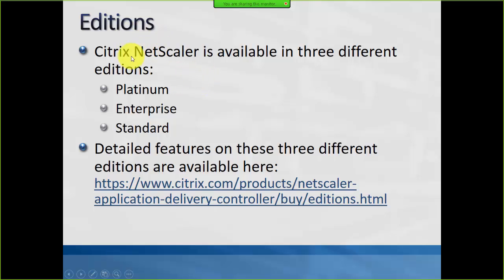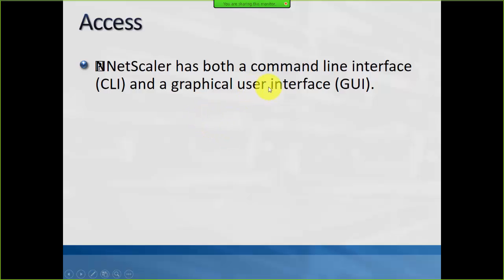So, editions. Citrix NetScaler is available in 3 different editions: Platinum, Enterprise, and Standard. What we are using is the trial version, Express edition, having full features. Detailed features are on this link. NetScaler has both a command line interface and a graphical one. So we're going to see that.